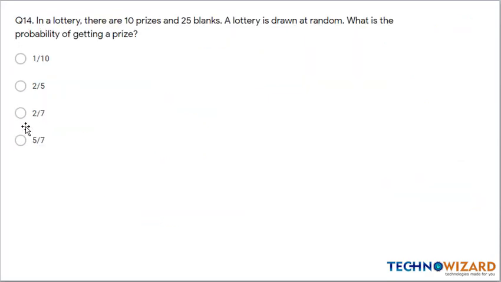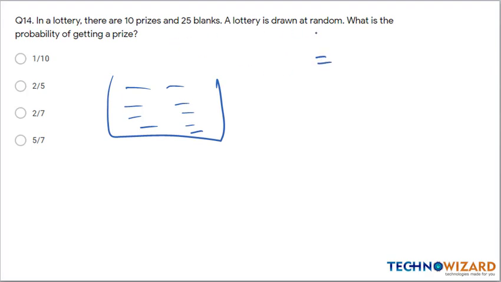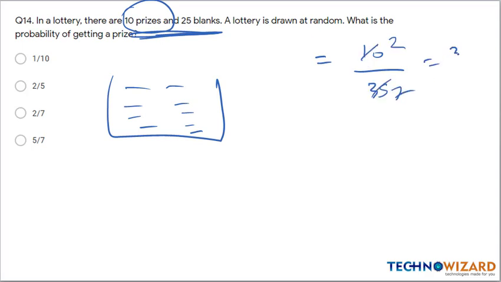Question number 14. In a lottery, there are 10 prizes and 25 blanks. Suppose there is a lottery draw in which 10 are prizes and 25 are blanks, and the lottery is drawn at random. What is the probability of getting a prize? We have a total of 10 prizes. Therefore 10 upon the total number of observations, which is 10 plus 25, that is 35. 5 twos are 10, 5 sevens are 35, so 2 by 7 is the probability of getting a prize. Therefore option C is the correct answer.